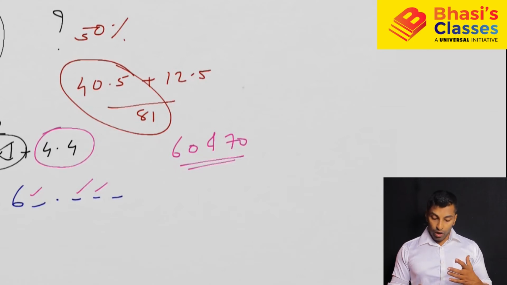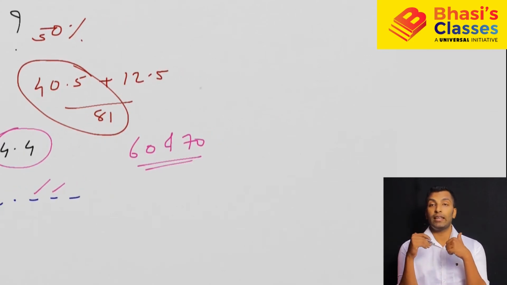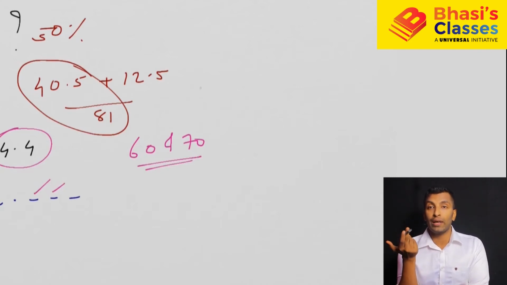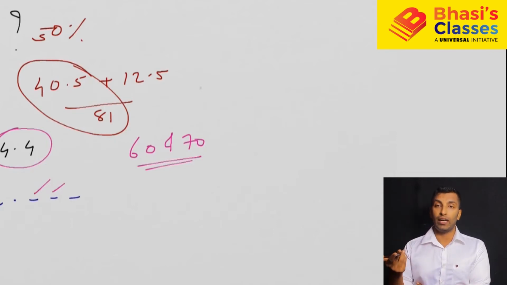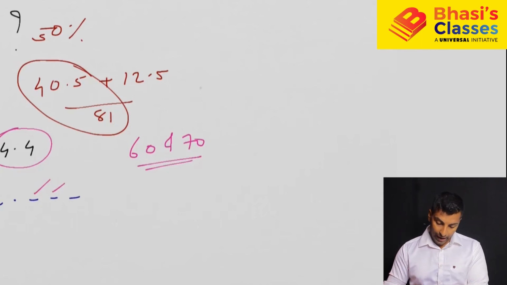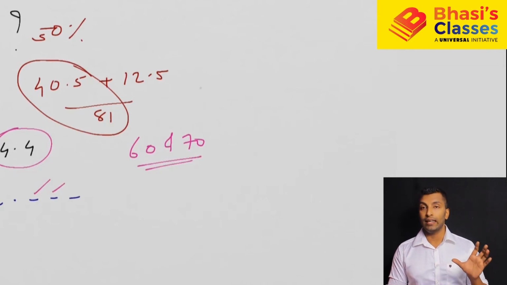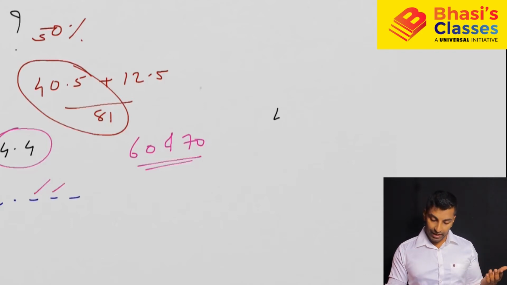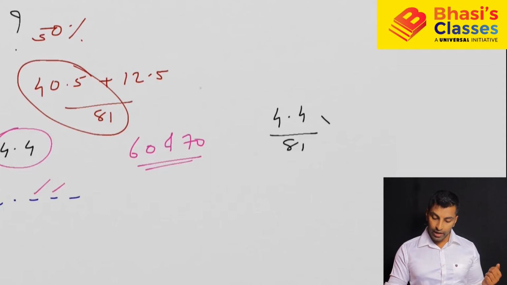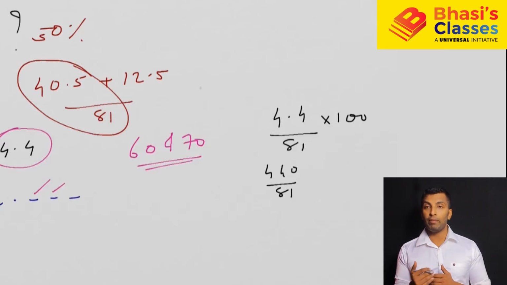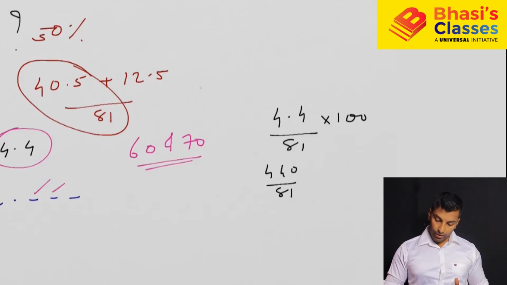Now what we need to do is see what percentage of 81 is 4.4. You can do that in the normal way, the way we used to calculate percentage, which I discussed in the previous session. Just multiply the numerator with 100, right? So effectively you need to find 4.4 is what percentage of 81, and add that to 60. You can use the manual method that we did in the previous lecture: 4.4 divided by 81 into 100. So this becomes 440 by 81.